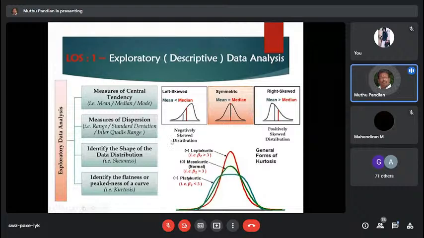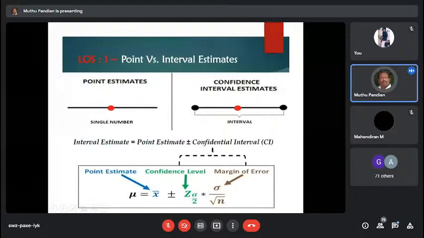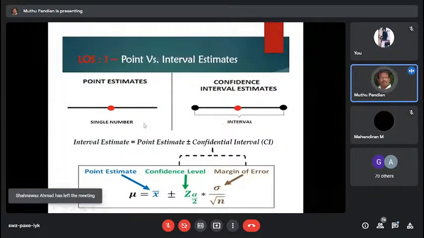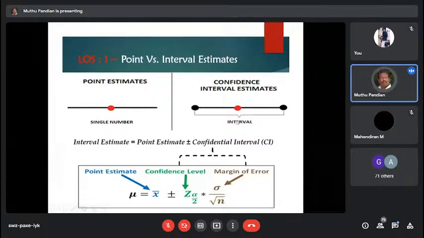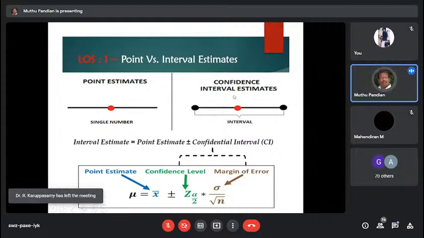When we talk about estimation, there are two types: point estimation and interval estimation. In point estimation, we estimate only one value. In interval estimation, we estimate two values, an upper value and a lower value, and within this range our value will fall. That's why it is called an interval estimate, or confidence interval estimate.